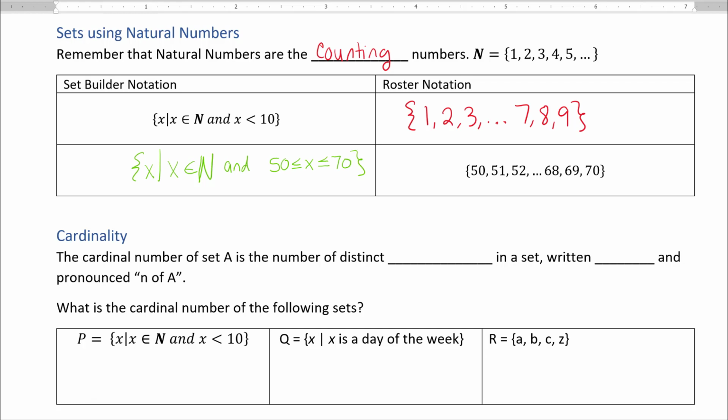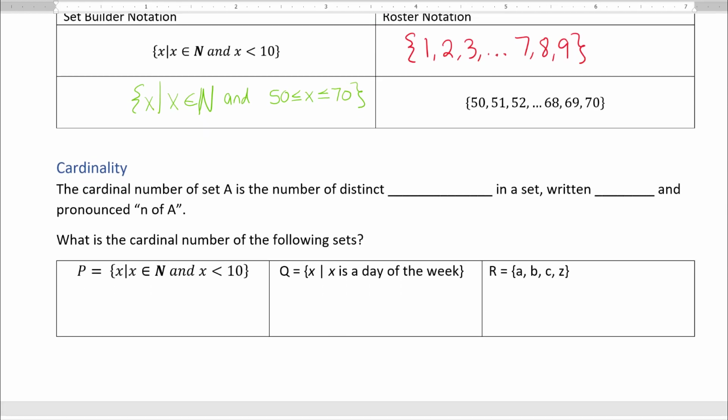Next, we're going to talk about cardinality. The cardinality of a set A is the number of distinct elements. That means unique, okay? It means they can't repeat. In a set written, and we have n of the set A, pronounced n of A. So kind of like function notation, we have f of x. This is n of A.